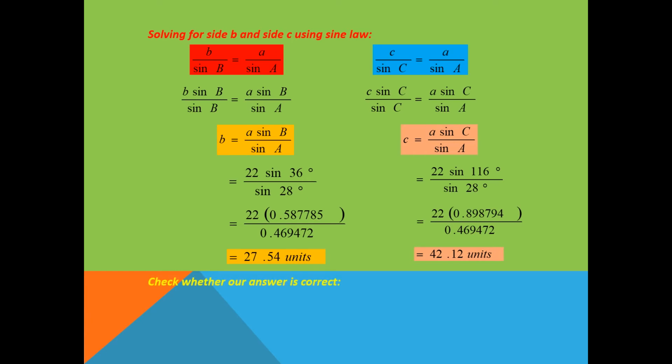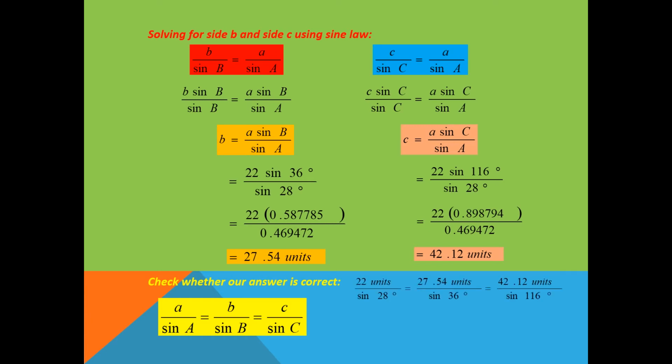Check whether our answer is correct using sine law. A over sine A is equal to B over sine B equal to C over sine C. Take all the values that we have taken. 22 units over sine 28 degrees equal to 27.54 units over sine 36 degrees, equal to 42.12 units over sine 116 degrees. We have simply 46.86 equal to 46.86 equal to 46.86. Therefore, our answers are correct.